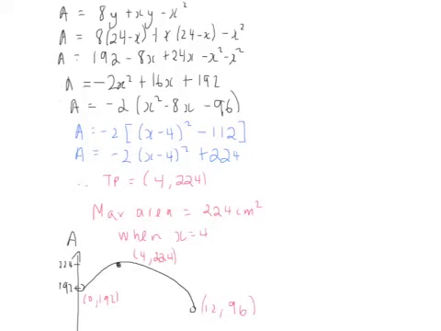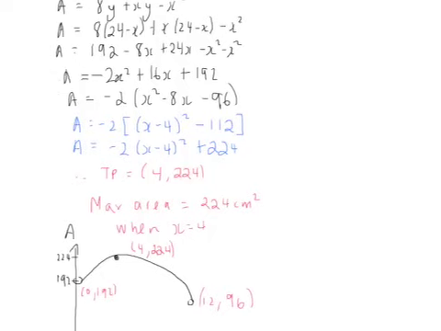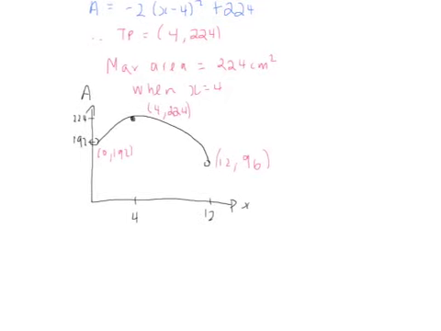So I factorize out my negative 2, I complete the square by halving the negative 8, and I'm going to subtract 4 squared, which is 16. So negative 16, take away 16, even though I haven't written it in there, will give me negative 112. And then when I expand out to get into turning point form, you can now see that my turning point is 4 and 224.